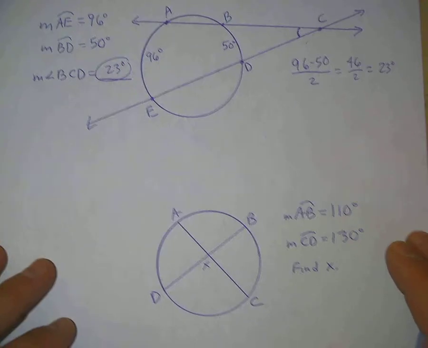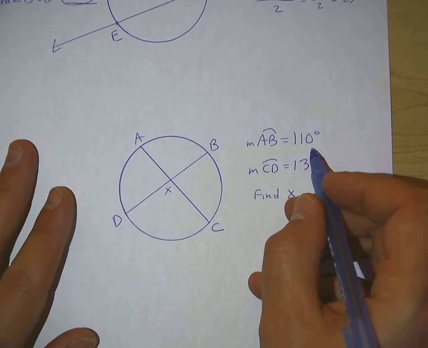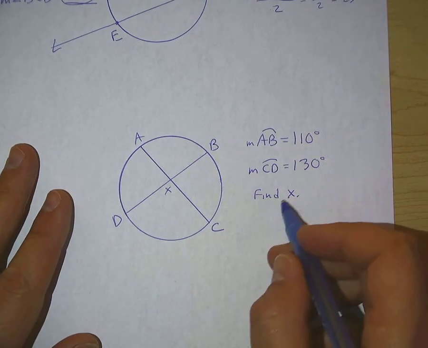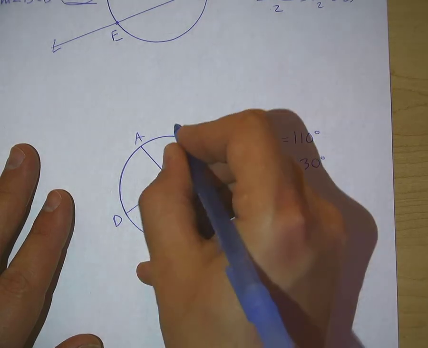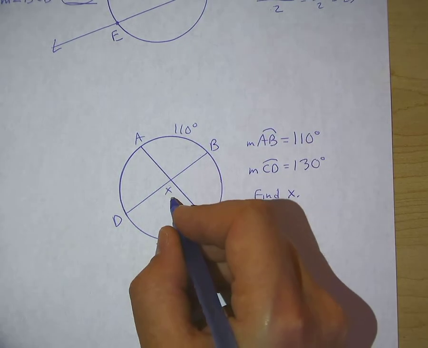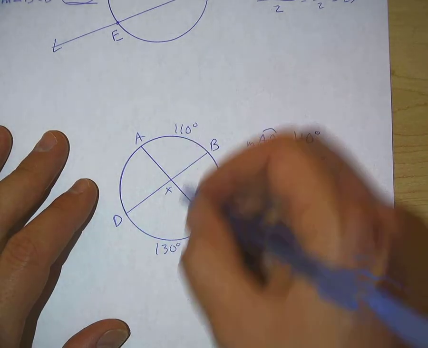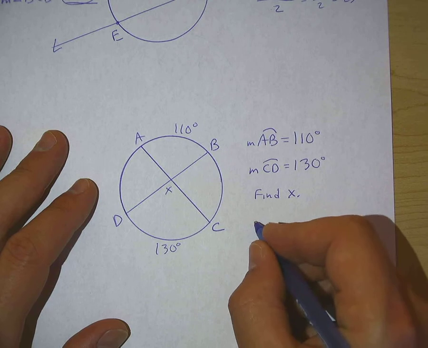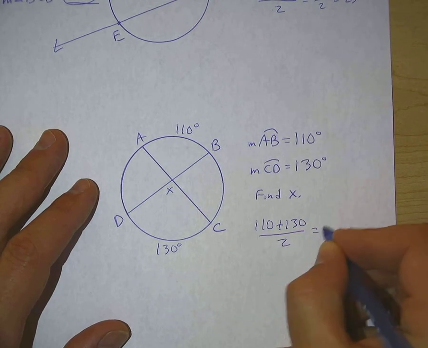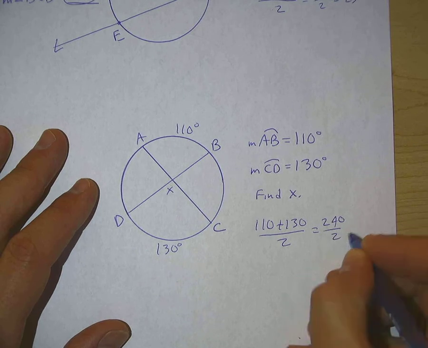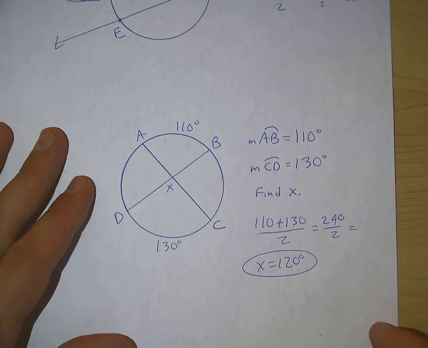All right, next one tells us that arc AB is 110 degrees and arc CD is 130 degrees. So we have 130 degrees, we have 110 degrees. We want to find the measure of angle X. Well, what I can do is add them together and divide by 2 to figure that out. So I take 110 plus 130 divided by 2, which is 240 divided by 2. So x is 120 degrees. All right.